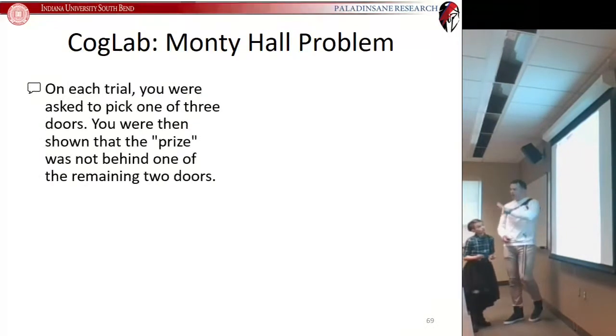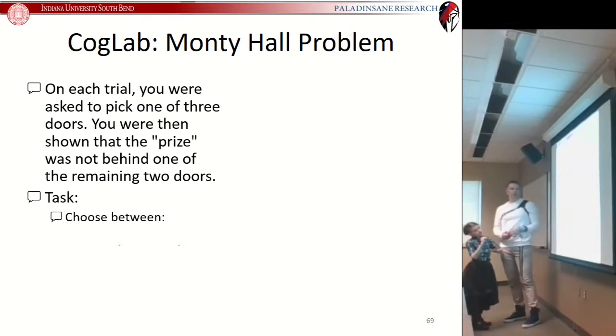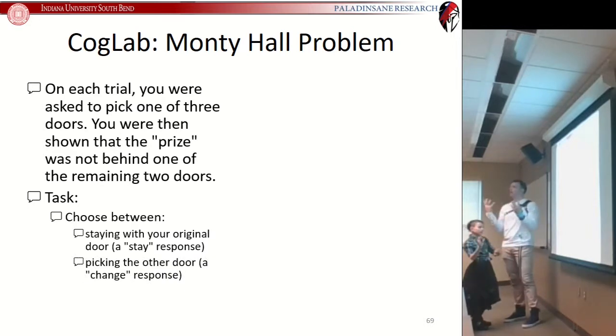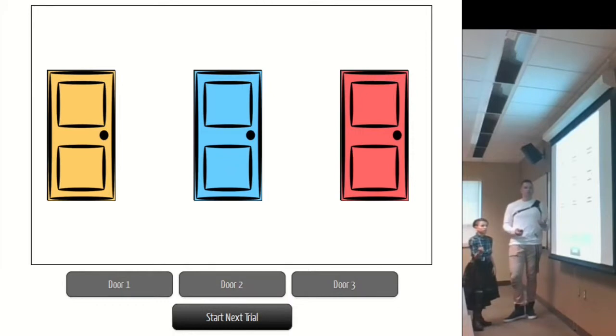All right, so you actually ran this as a CogLab. On each trial, you were asked to pick one of the 3 doors. You were then shown that the prize was not behind one of the remaining 2 doors. Then your task was to choose whether you stay with your original door, a stay response, or do you switch? Do you pick the other door, a change response? So this is what you would see.